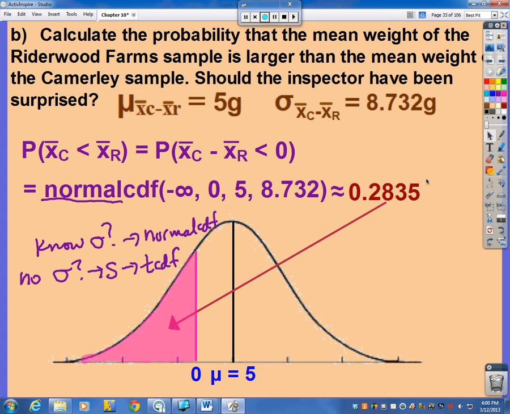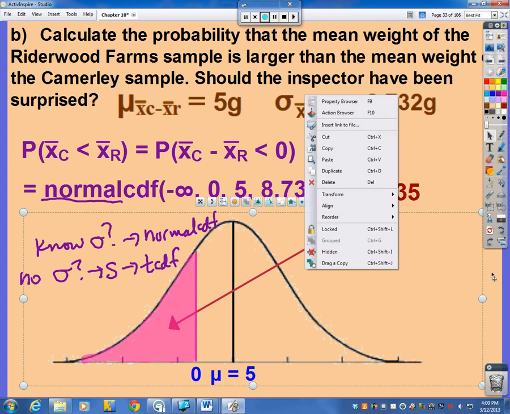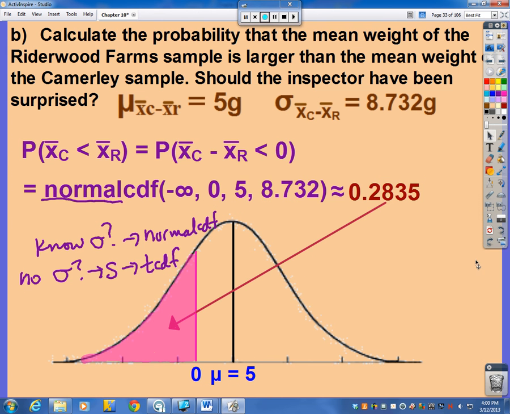Now, should the inspector be surprised if he gets a sample where the Riderwood sample mean is more than the Cammerley sample mean? No, he really shouldn't, because that's going to happen about 28% of the time. And that's not less than our typical alpha equals 0.05. So no, he shouldn't be too surprised if he gets a sample mean from the Riderwood farms that's larger than the sample mean from the Cammerley farms.